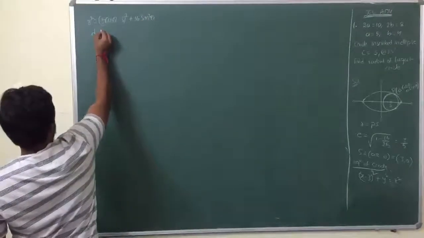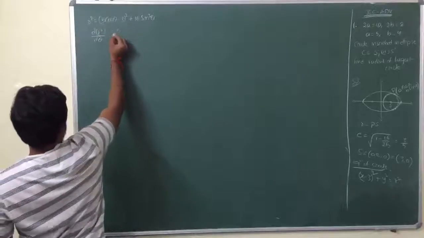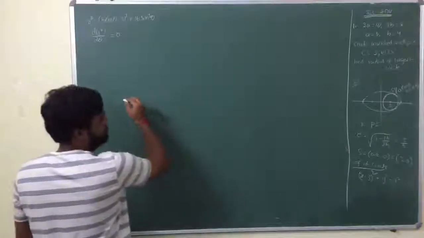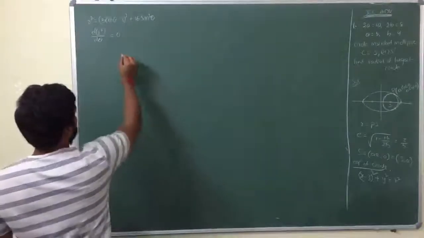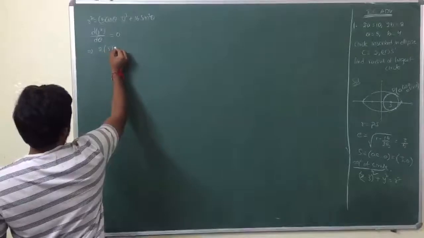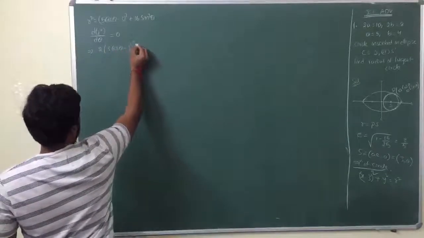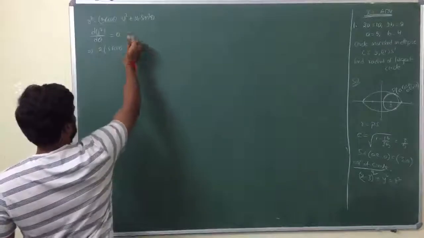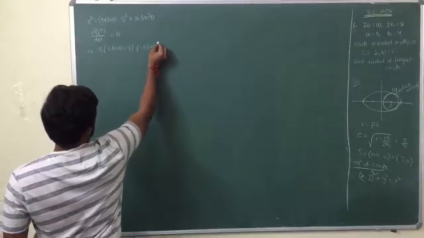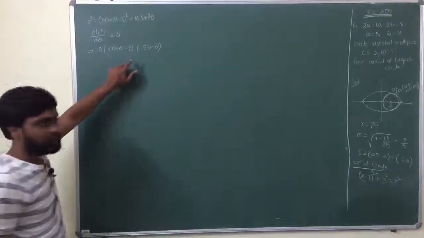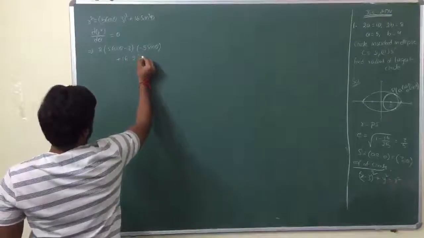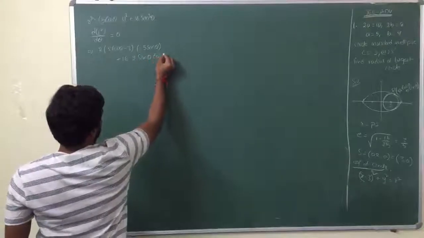So dr square by d theta should be equal to 0 because r is maximum. Radius of the largest circle, which means r should be maximum. Okay, remember that. Now 2 into 5 cos theta minus 3 into minus 5 sin theta, plus 16 into 2 sin theta into cos theta is equal to 0.